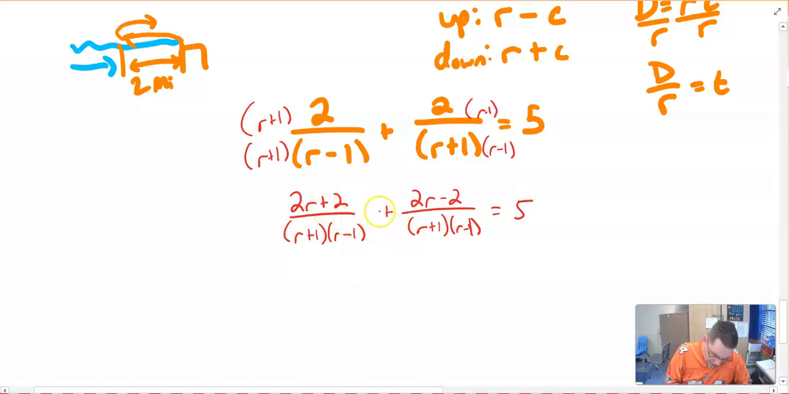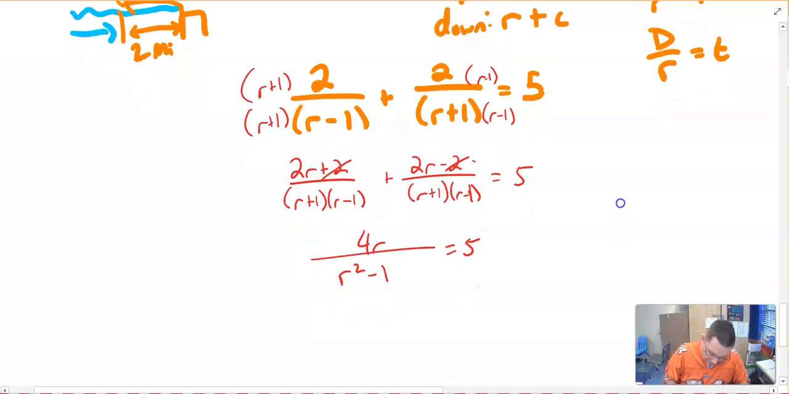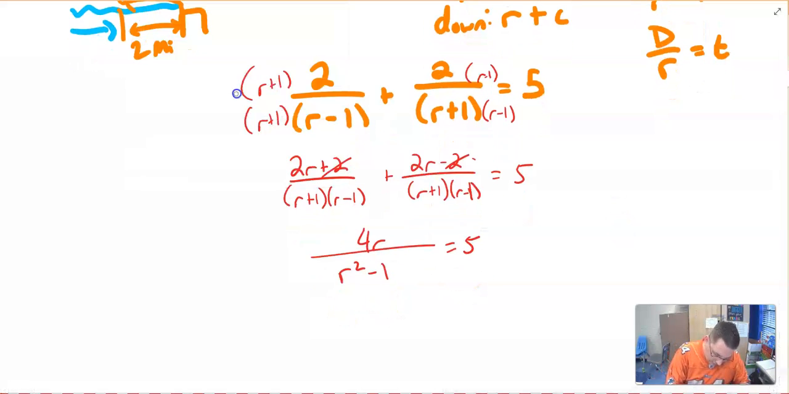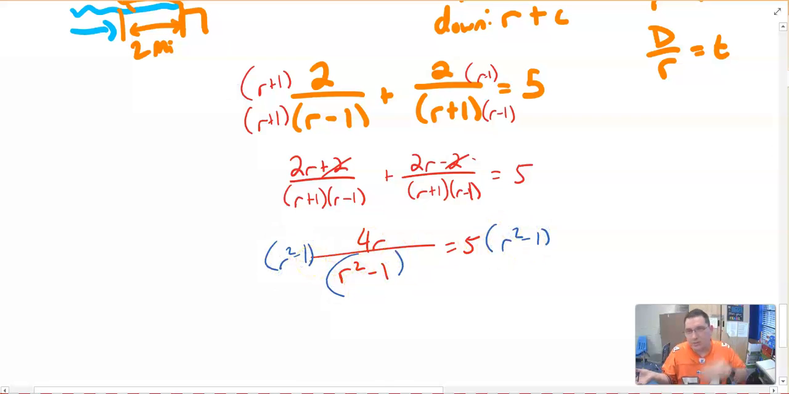And then we're going to combine here. So we're going to get 4r, and the 2's will cancel because 2 plus negative 2, over, and if you want to multiply this out, you can, this will be r squared minus 1, because this was a difference of squares. And that's all equal to 5. Then, multiplying by r squared minus 1, and remember, what you do to one side, you've got to do to the other, right? So this cancels this, and 4r is equal to 5r squared minus 5.